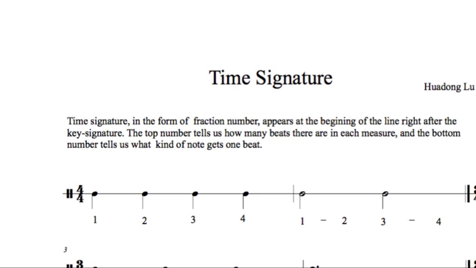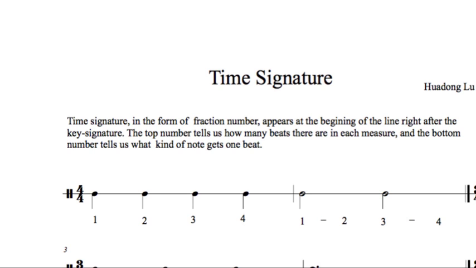Let's take a look at time signature. Time signature, in the form of a fraction number, appears at the beginning of the line right after the key signature. The top number tells us how many beats there are in each measure, and the bottom number tells us what kind of note gets one beat.